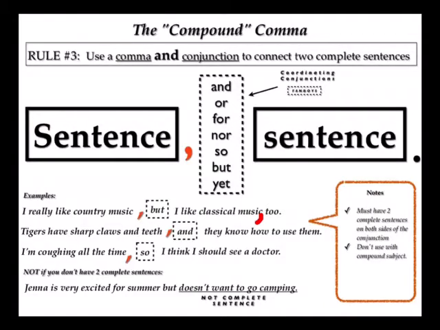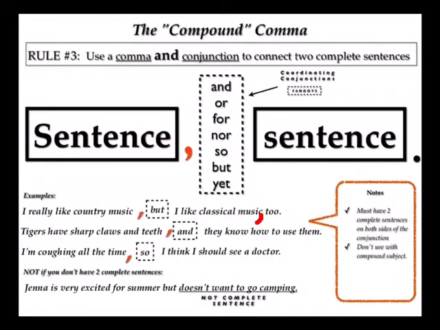Touch your screen. Put your finger over those fanboys, and you read the sentence on both sides. Make sure you have a complete sentence on each side. If you do, then a comma should precede or come before the coordinating conjunction. Rule number 3, use a comma and conjunction to connect 2 complete sentences. That would be a coordinating conjunction.